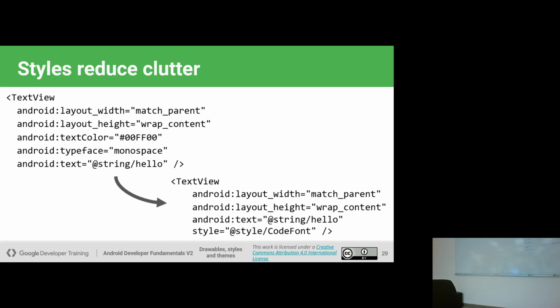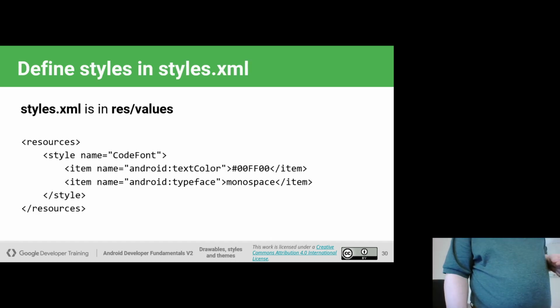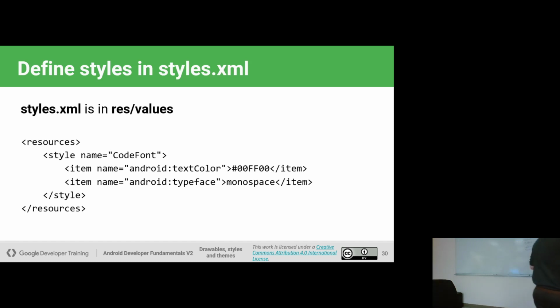So you can see, just like with all the other resources, all the resources start with @, and then the type of resource it is. So it's a style resource. These are all going to go into the styles.xml file in values. Okay. So we've named this particular style code font. If we were to look at styles.xml, once we've extracted that, this is what we would see.